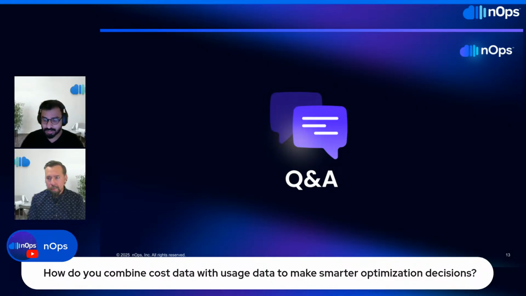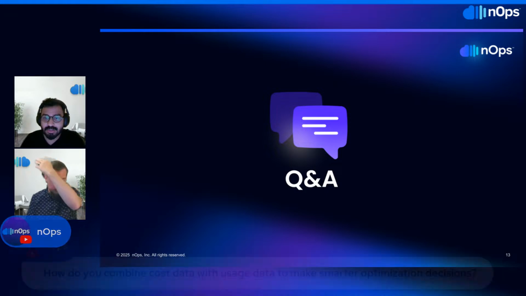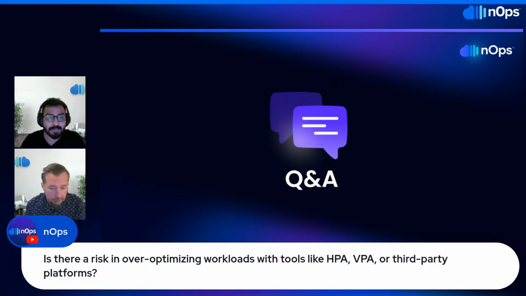And one final question we have from our customers: is there a risk in over-optimizing workloads with tools like HPA, VPA, and third-party platforms like InOps? Okay, yeah, this is a great question. The very short answer is yes.